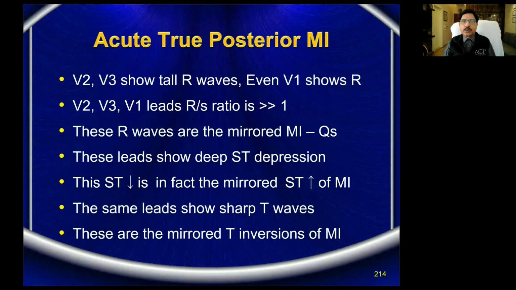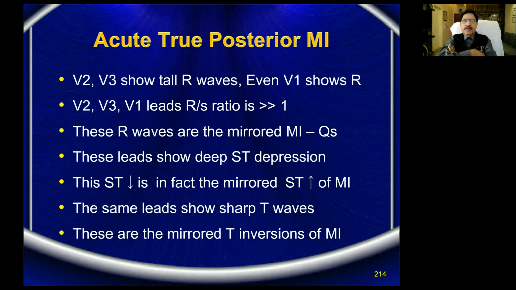V2, V3 show tall R waves, which are nothing but the Q waves. Even V1 shows an R wave. In V1, V2, V3 leads, the RS ratio is more than 1. If it is more than 1, there are 3 possibilities. One is right ventricular hypertrophy, the other is right bundle branch block, the third one is the posterior infarct. I don't see evidence of right ventricular hypertrophy or bundle branch block.